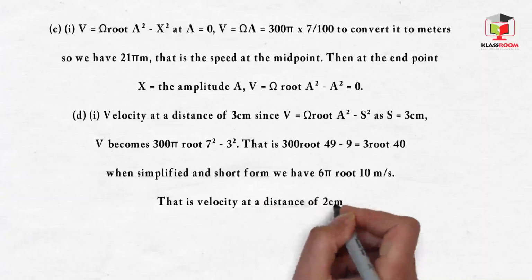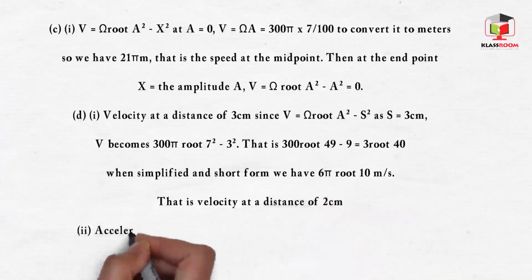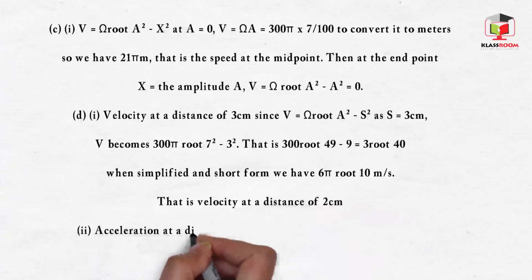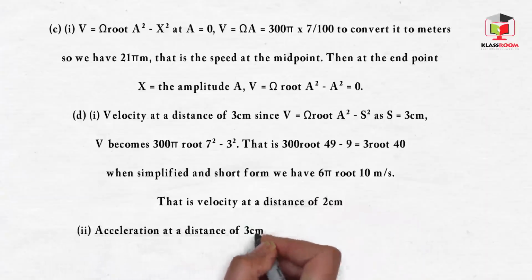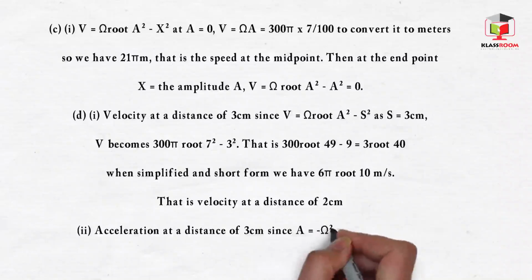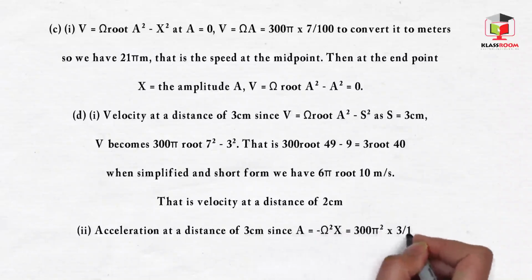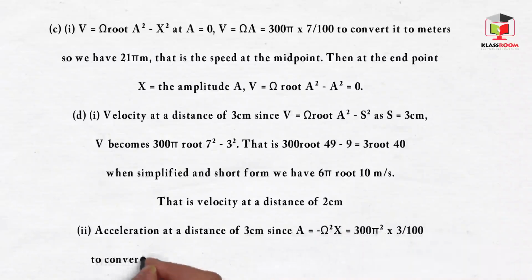(ii) Acceleration at a distance of 3 centimeters. Since a is equal to minus omega squared x, which is equal to 300 pi squared times 3 over 100, to convert it to meters, when we simplify, we have 2,700 pi squared meters per second squared.